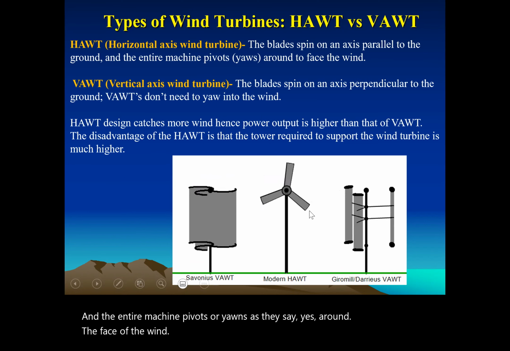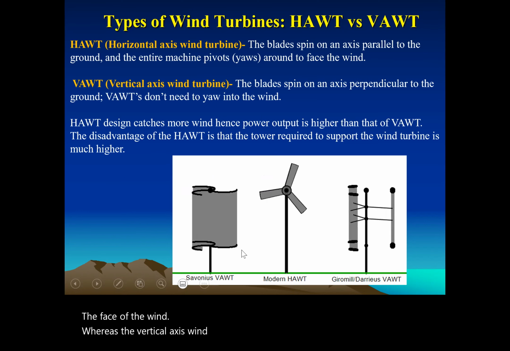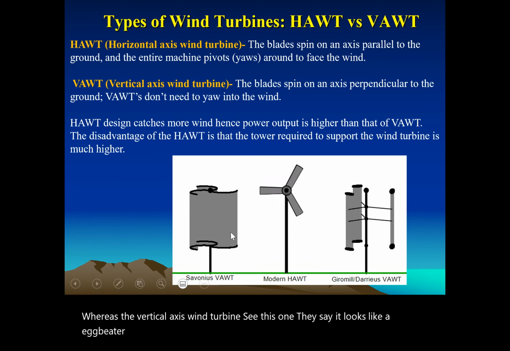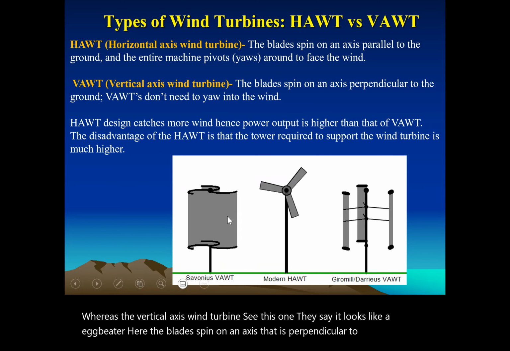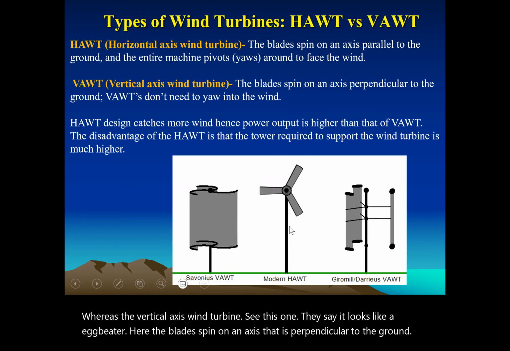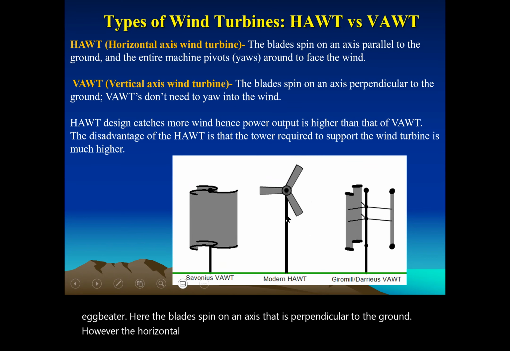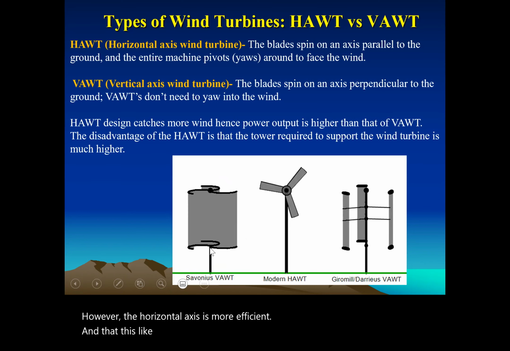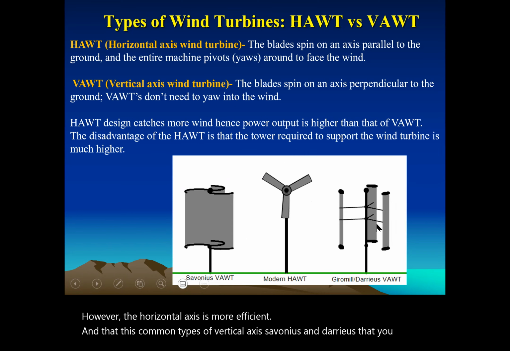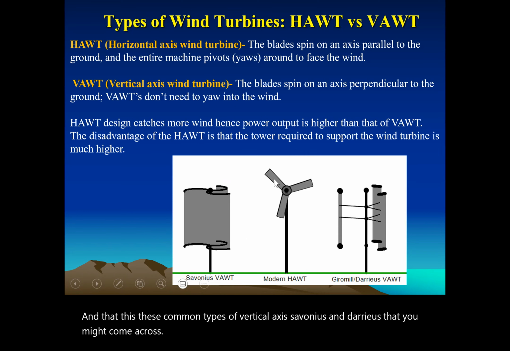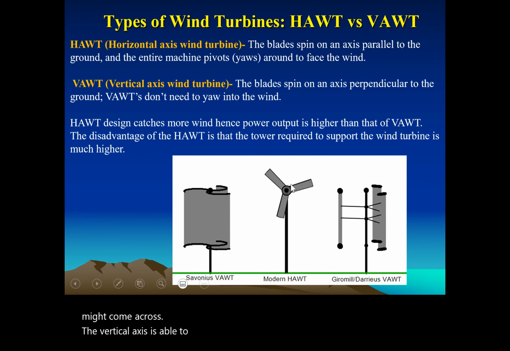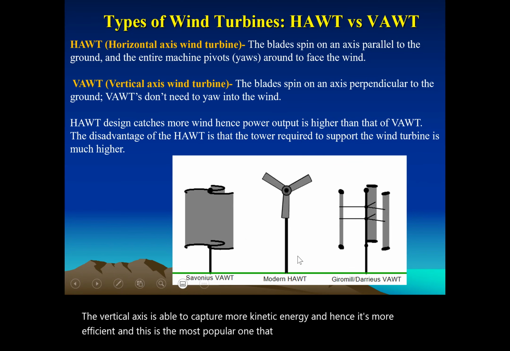Whereas the vertical axis wind turbine, see this one, they say it looks like an egg beater. Here the blades spin on an axis that is perpendicular to the ground. However, the horizontal axis is more efficient. And there are common types of vertical axis, Savonius and Darrieus, that you might come across. The horizontal axis is able to capture more kinetic energy, and hence it's more efficient. And this is the most popular one that you'll see standing on a tower.